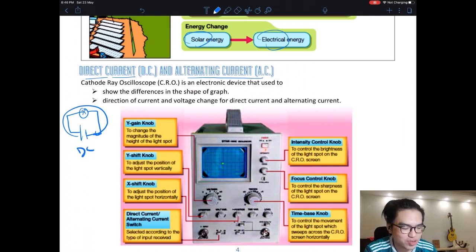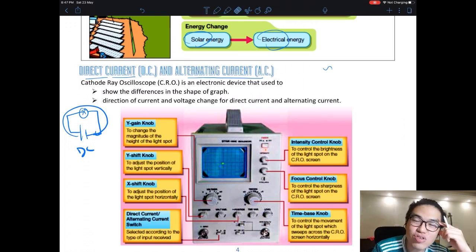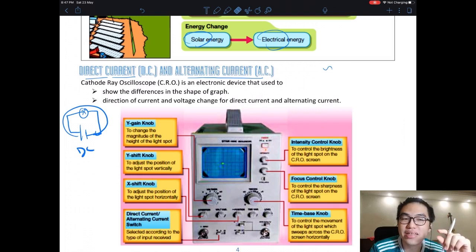AC you don't get from a battery. AC looks like this. The symbol looks like this. You use AC at home. The electricity coming into your house, which is your wall plug and everything, your aircon and everything, uses AC. Why do we use AC? We will talk about this soon.